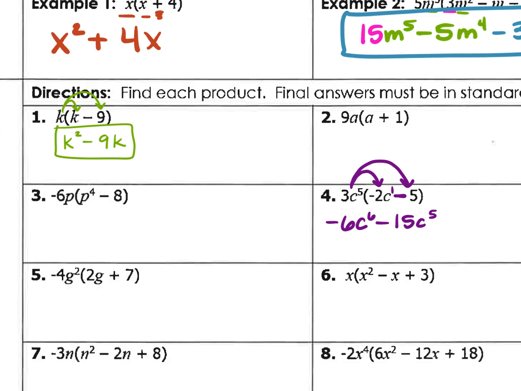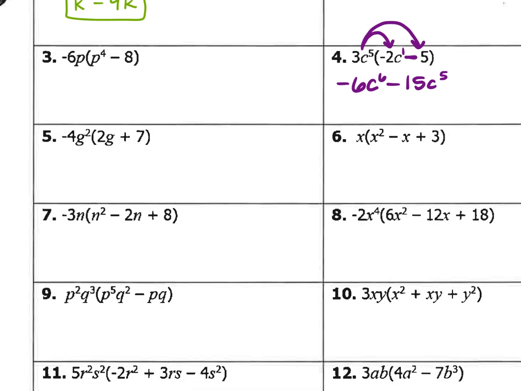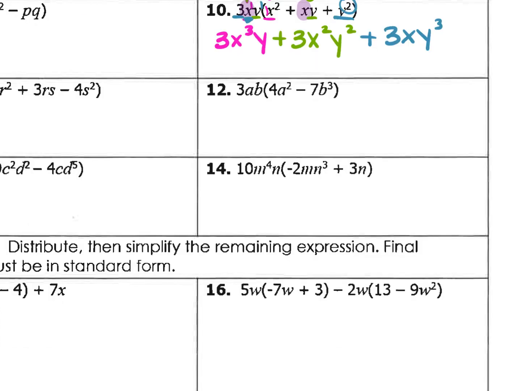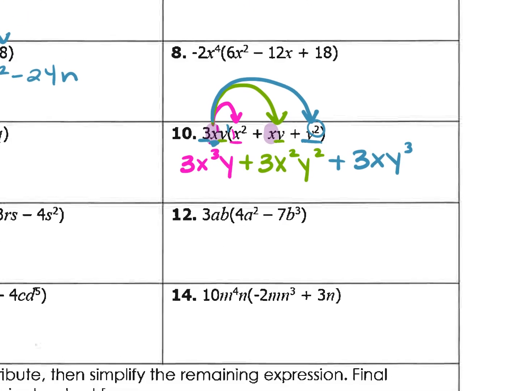Okay, jump down to number 7. Work that one out on your own and then compare with your neighbor. See what you get. Number 7. And then we will move on to the next thing. Try number 12.